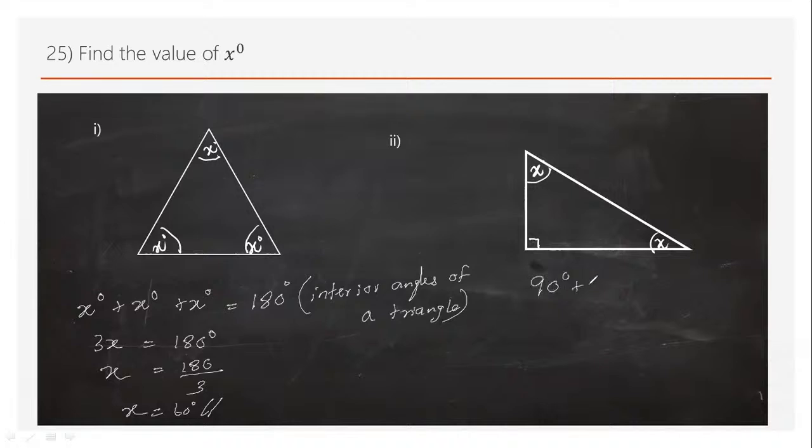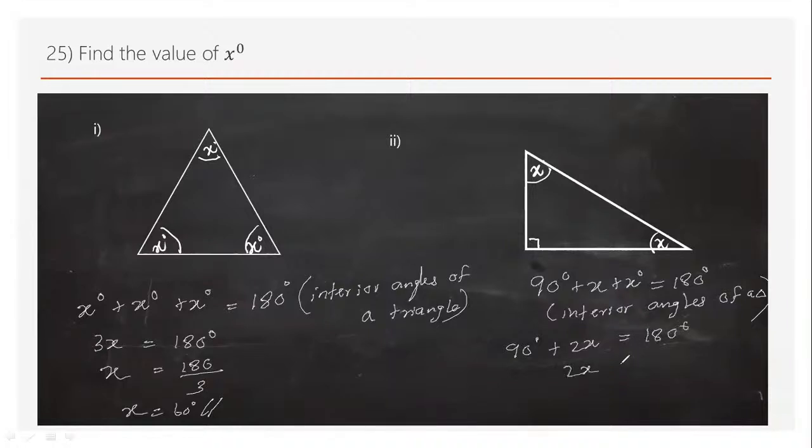Then this one has a 90 degree angle. This all equals 180, interior angles of a triangle. You can write the reason: interior angles of a triangle. Then 90 plus 2x equals 180. 2x equals 180 minus 90. 2x equals 90. Divide both sides by 2. x equals 45.